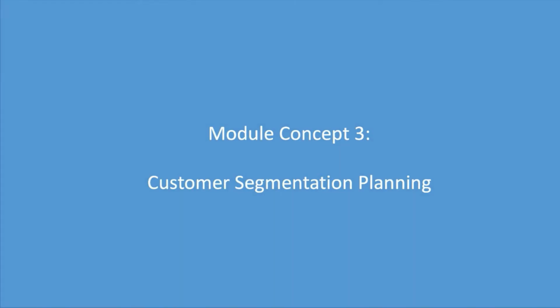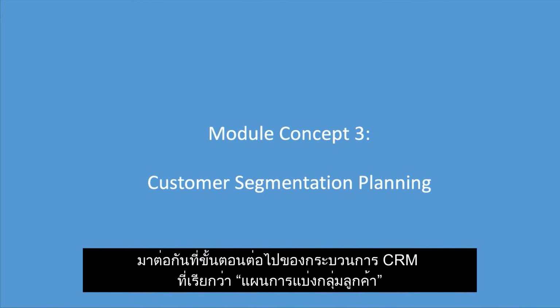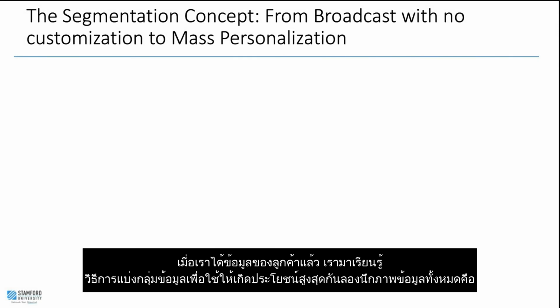All right, welcome to the next module in this session, module concept 3. In this module, we will explore the next step in the CRM process, which is customer segmentation planning. Let's get started. Once we've collected customer data, now we have to dig into the data and determine how to segment the data in a way that will allow us to maximize our goals.